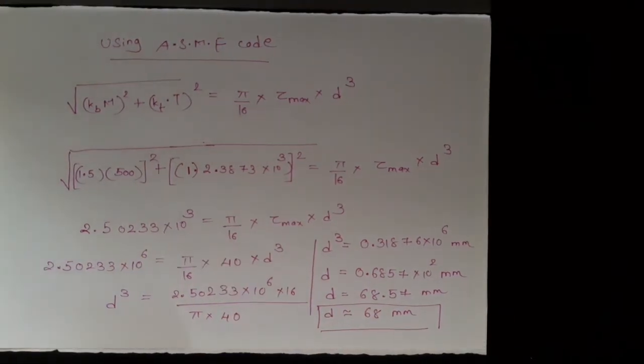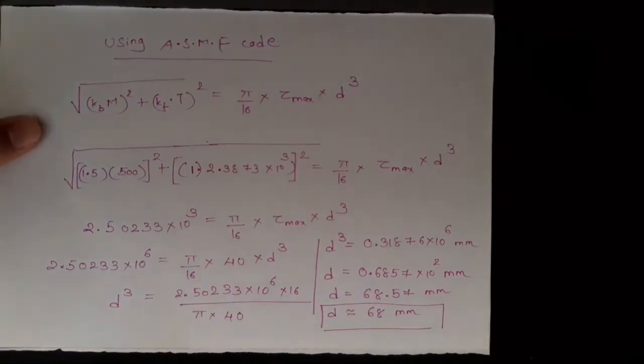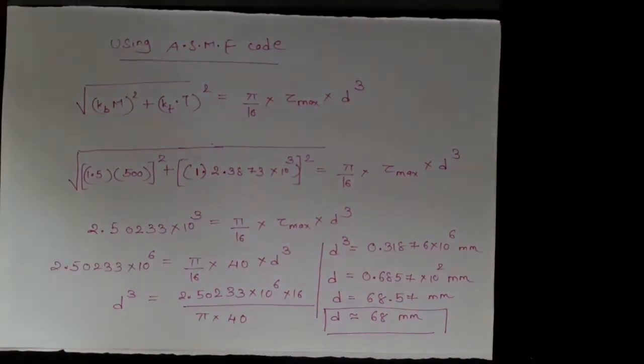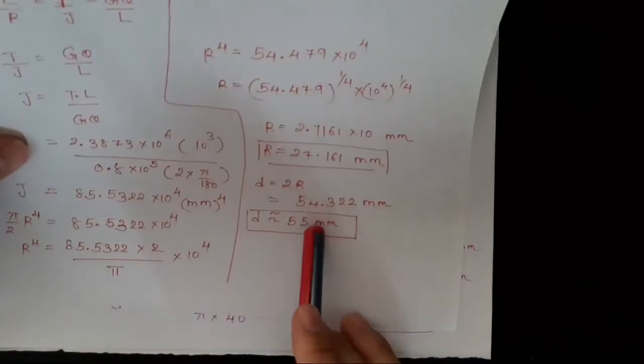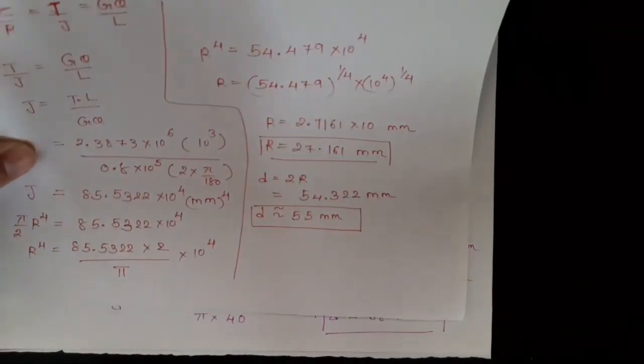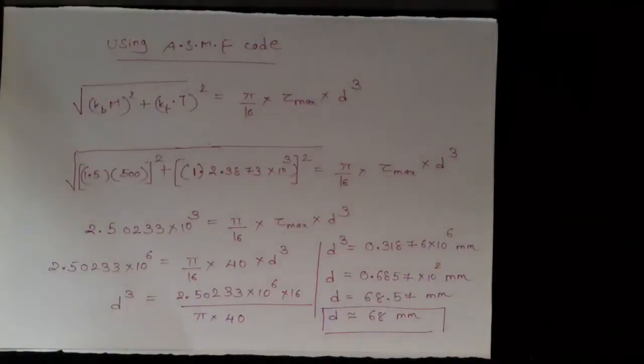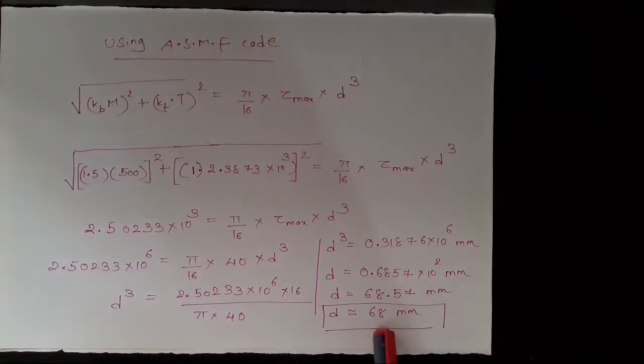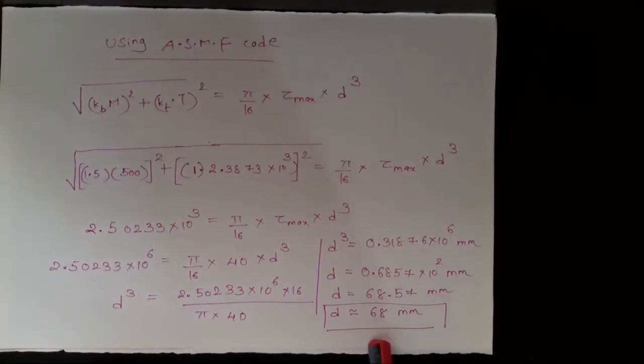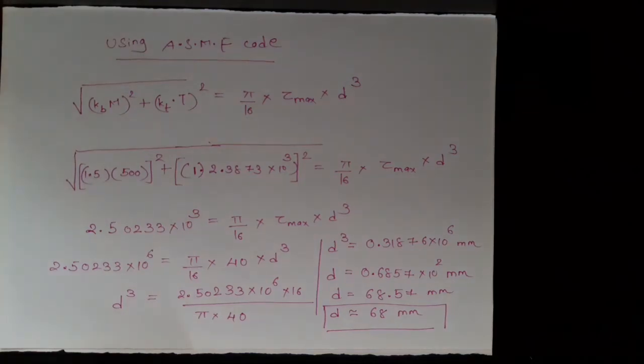Now, by using the ASME code we got the diameter of the solid shaft as 68 mm, and by using the equation of torsion we had obtained the diameter of the solid shaft as 55 mm. Remember that with the increase in the diameter of the solid shaft, the factor of safety increases. So we have to take the maximum diameter to keep in mind the factor of safety. So we will take the maximum diameter, that is 68 mm. So the diameter of the shaft is 68 mm.